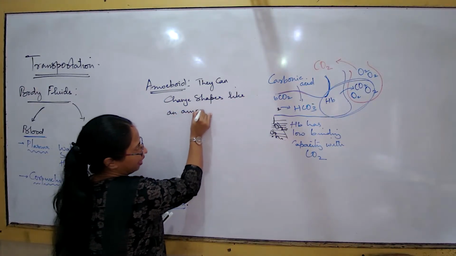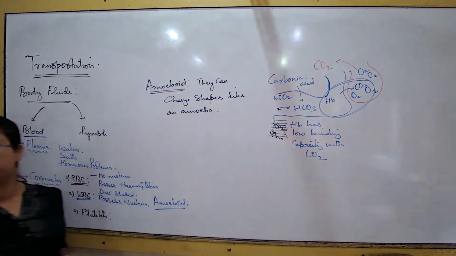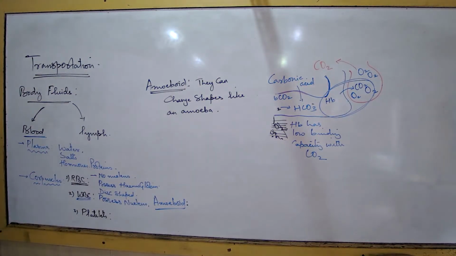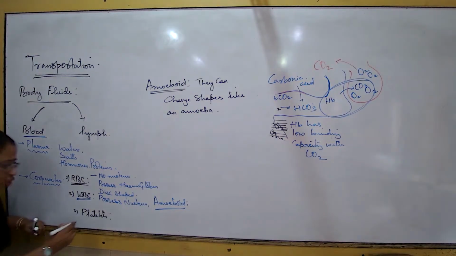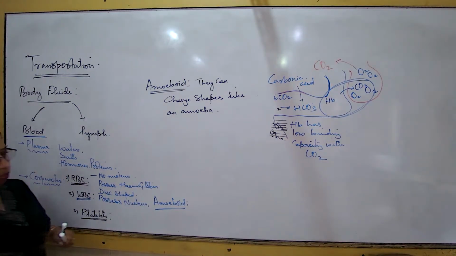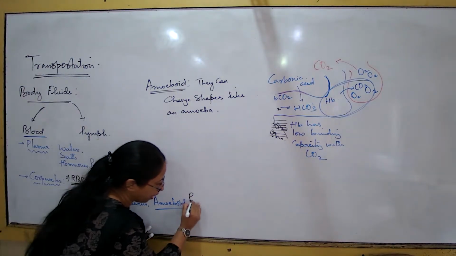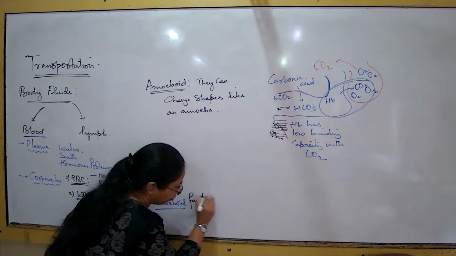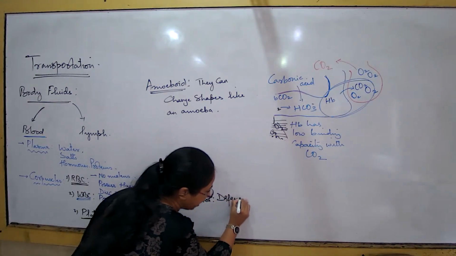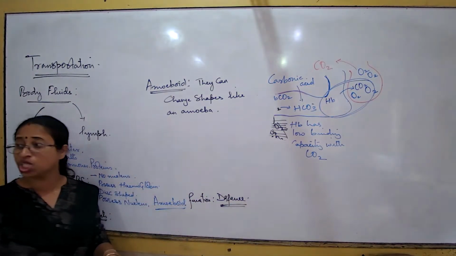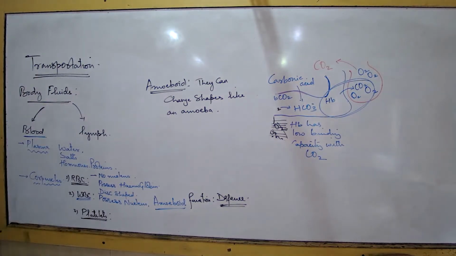Exactly like the amoeba keeps changing its shape to grab food from the surroundings, the WBC keeps changing its shape to come out of the blood vessel and enter the site of infection. So what is the function of the WBCs? The function of the WBC is to give us defense. They are always known as the soldiers of the body.